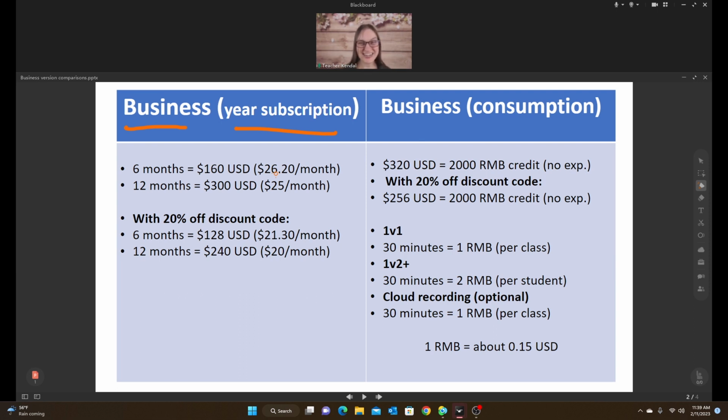It's clear cut. There's no confusion, and it's all in US dollars, which makes it easier for those of us in the United States. We don't have to worry about converting anything. It's all there in our currency. So the normal subscription price, if you want to do just 6 months, is $160 US. And if you just do the math, divide by 6, that means you're paying about $26.20 a month.